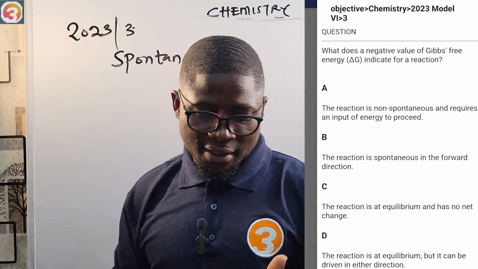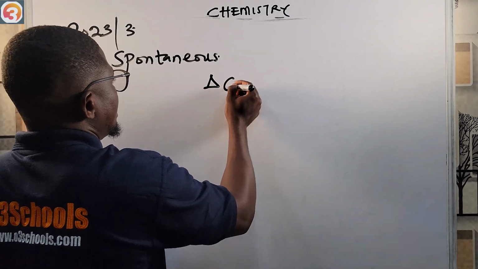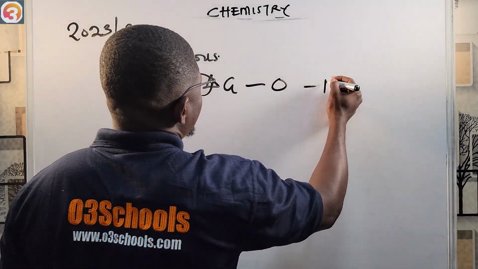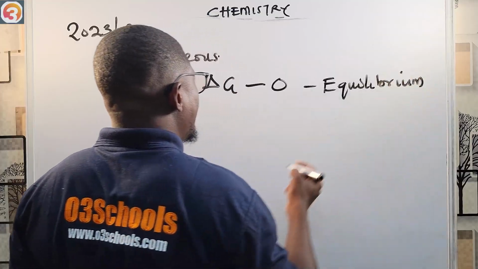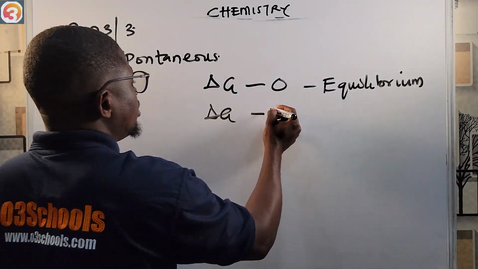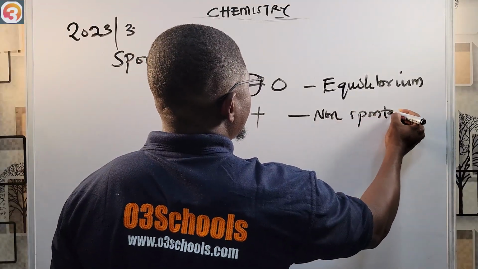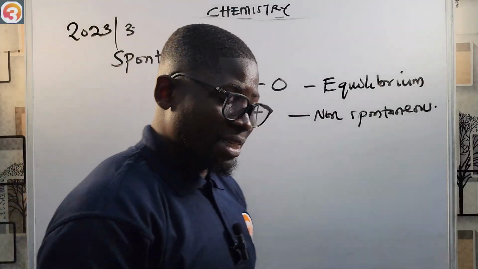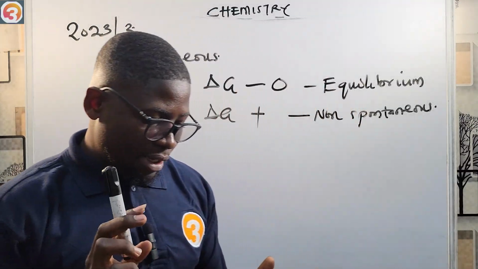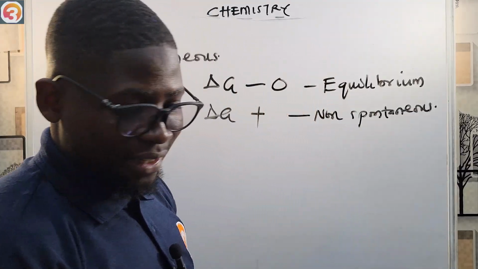They say C, the reaction is at equilibrium. Now, when delta G is 0, then you can say the reaction is at equilibrium. Then if delta G is positive, then we say it is non-spontaneous. All right, so we have established those. So our correct answer there will be option B: the reaction is spontaneous in the forward direction.